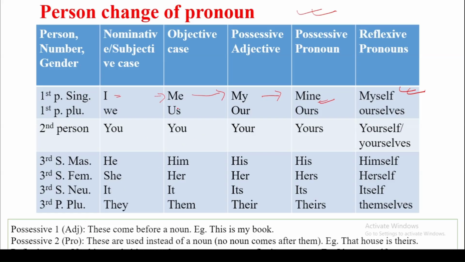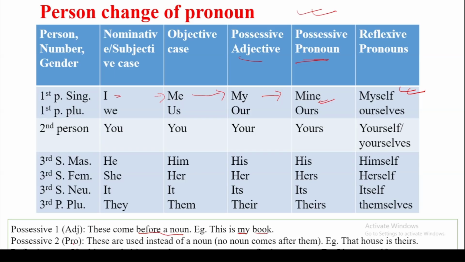So let me clear you about what is possessive adjective and what is possessive pronoun. Sometimes possessive adjective is also called possessive one and possessive pronoun is called possessive two. Now look what possessive adjective or possessive one means. These come before a noun. So possessive adjective comes before a noun. Like, this is my book. See, the word my, a possessive adjective, has come before a noun.